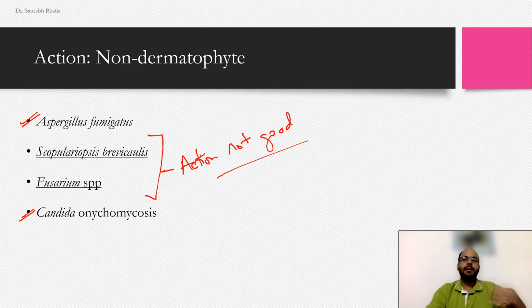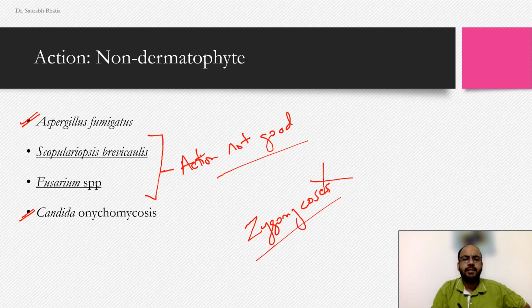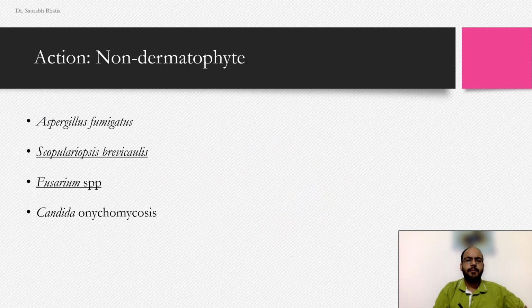If we go to deeper mycosis, we can easily mention blastomycosis or histoplasmosis. In histoplasmosis, itraconazole is actually the second line drug as per the IDSA guidelines, and itraconazole is also not effective against zygomycosis actually, if I'm not mistaken. Okay, so let's move forward.